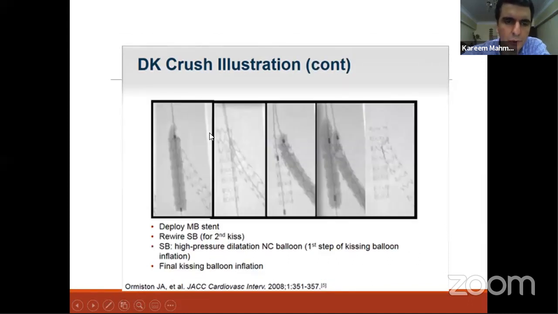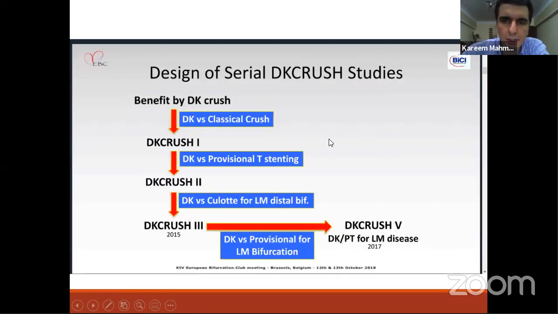Then deployment of the main branch stent. After this main branch stent, we do rewiring and a kissing balloon inflation. The kissing here should be sequential, starting with the side branch, doing a high pressure inflation at the side branch to ensure the apposition of the side branch stent, then doing a final kissing balloon inflation, and this is the final result.